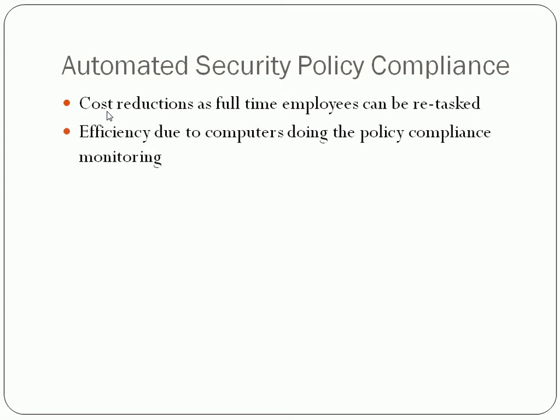Efficiency due to computers doing the policy compliance monitoring. So obviously computers are a lot faster. Humans can't hope to do this compliance monitoring across 10,000 or 50,000 systems like a computer can. Computers can do it in seconds. Humans would take an hour to do that, where a computer could take a couple seconds or less to go out and audit different systems. So you can literally audit every single system in the organization with these automated tools, which we'll talk more about in just a few minutes.